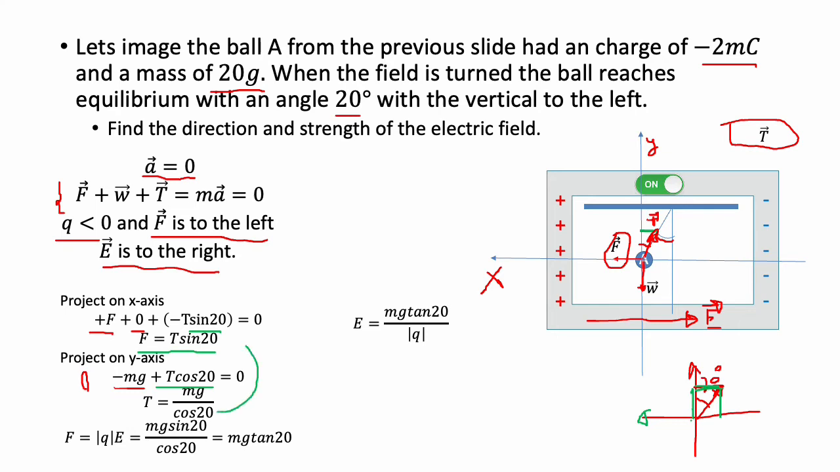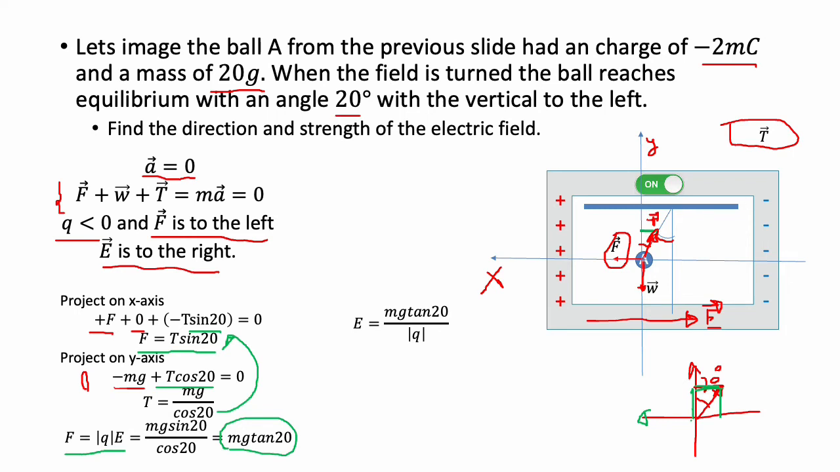I take it back and substitute it here. So I find F equal to mg sine 20 over cosine 20, so this is equal to mg tangent 20. Why? Because sine over cosine is tangent. But I know that F equals the absolute value of q times E. The mass I don't need to put absolute value on, it's always positive. But the charge, when I talk about magnitude I need to put absolute value, because the charge can be positive or negative.